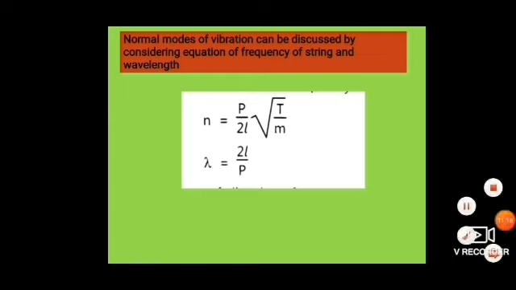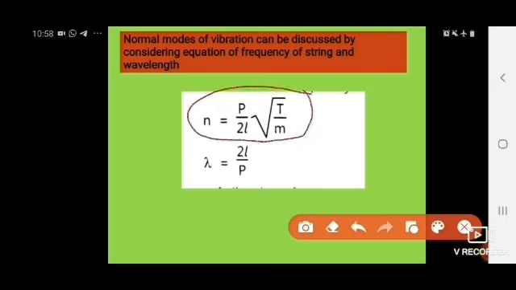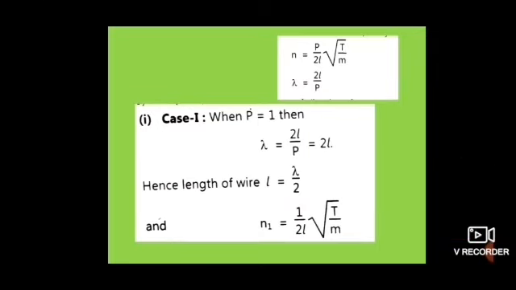So we derived the formula for the frequency of a string, which is n = p/2L × √(T/m), and the wavelength is λ = 2L/p. These are the standard equations. So we will discuss the four cases.